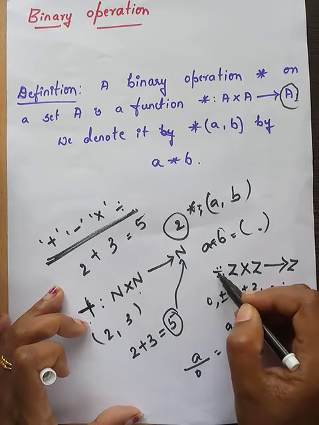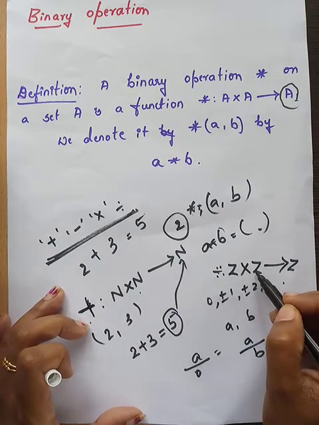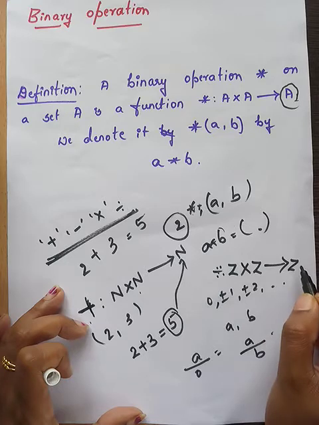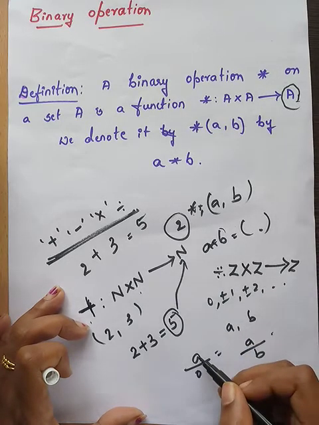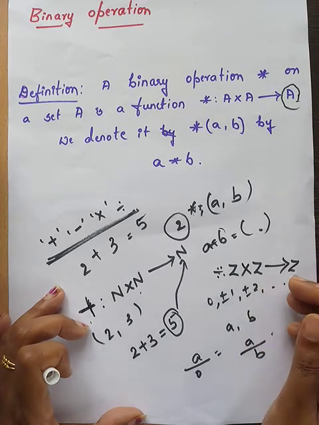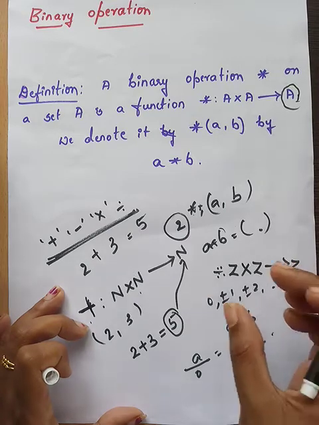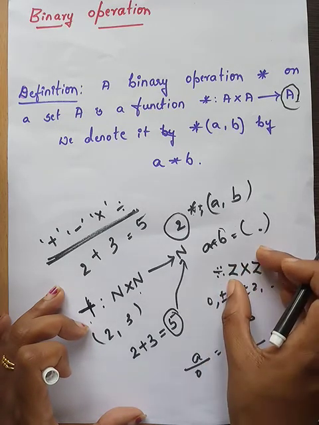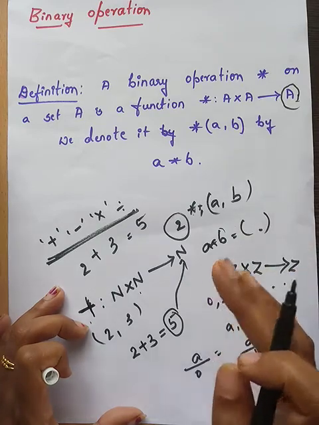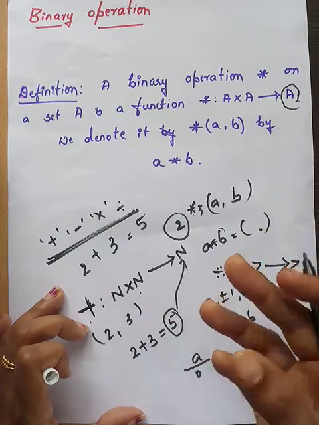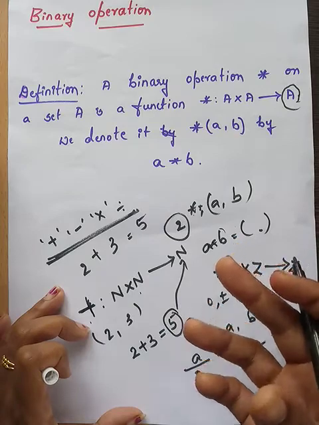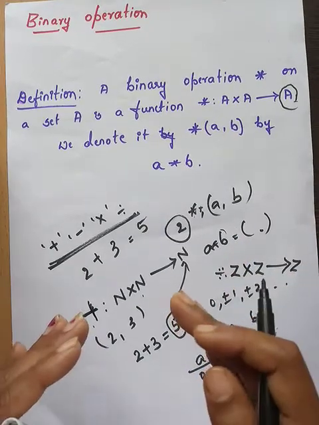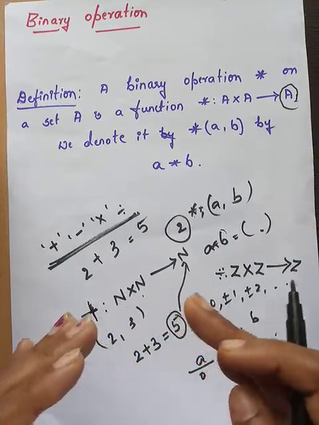So which means division under the set of integers is not a binary operation, because when you do a by 0 you won't get back an integer. So whatever operation they have mentioned in the beginning, when you apply that on the given set, you should get back a number or a value which belongs to the same set. Only then we call that particular operation a binary operation.